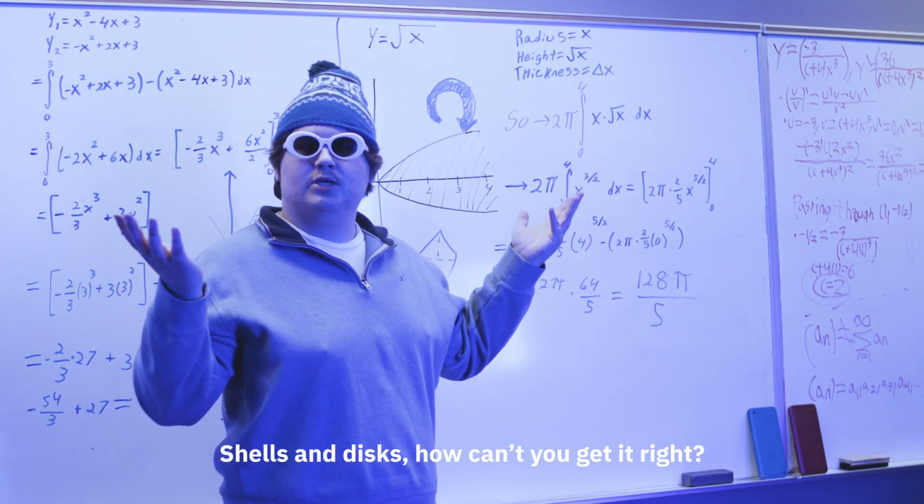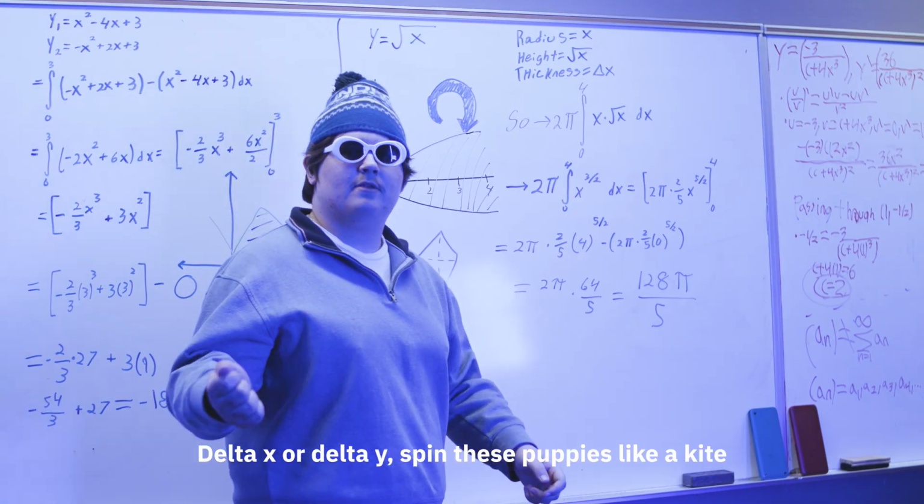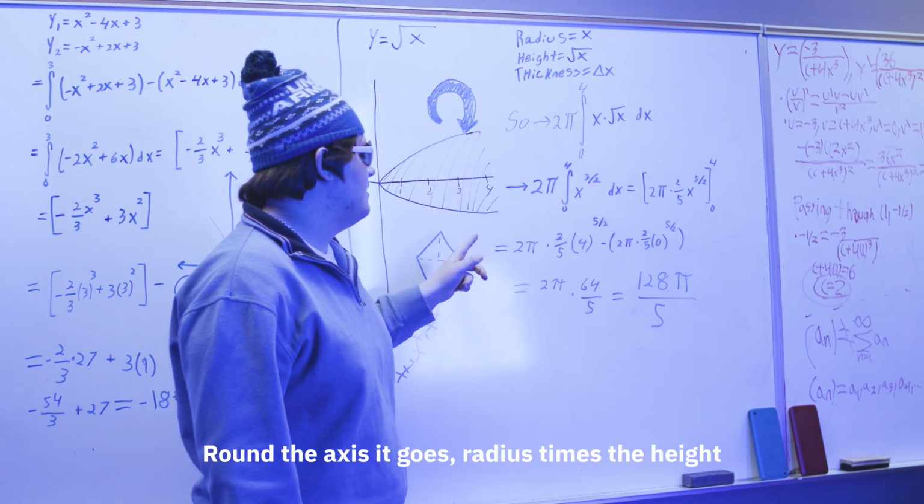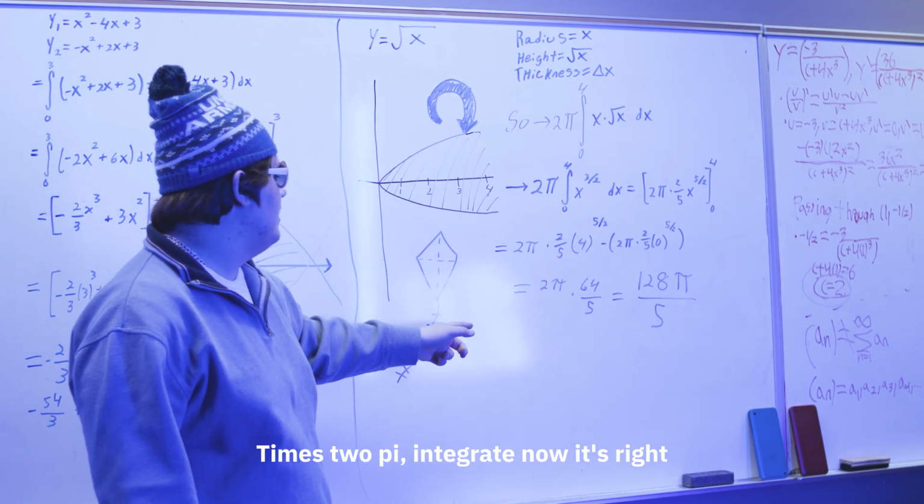Shells and discs, how can't you get it right? Delta x, delta y, spin these puppies like a kite. Around the axis it goes, radius times the height, times 2 pi, integrate, now it's right.